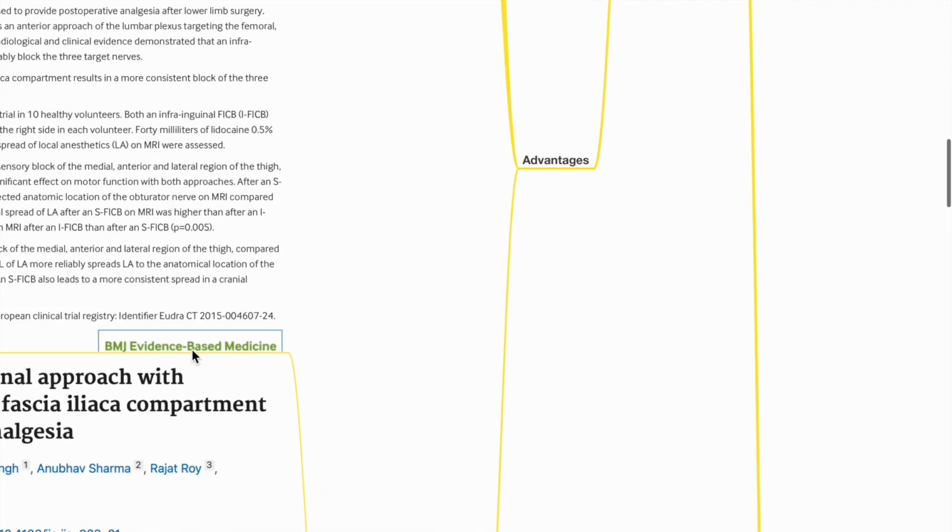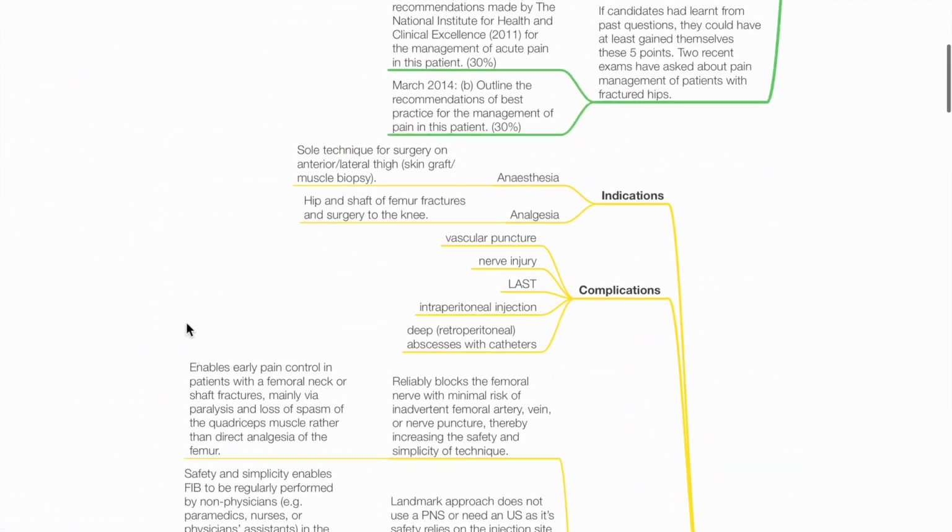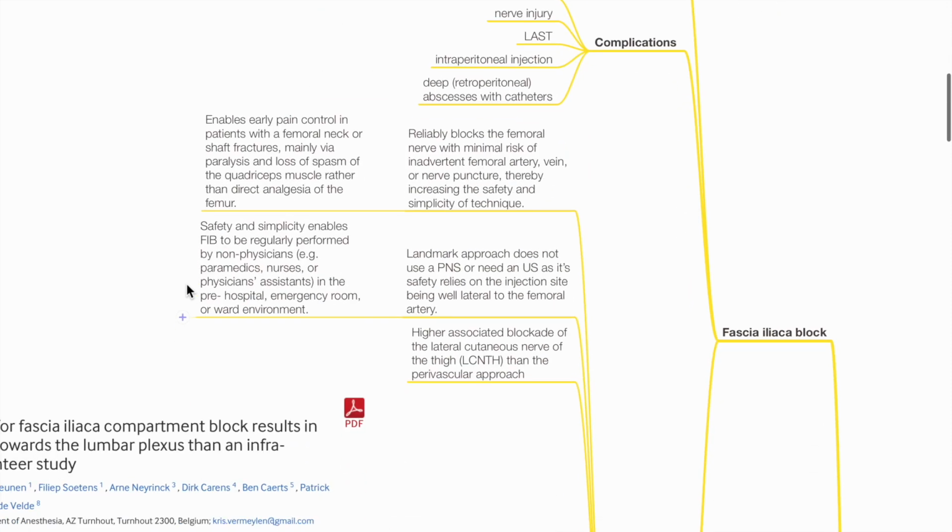Additional information. Fascia iliaca block. Indications include anesthesia as sole technique for surgery on anterior or lateral thigh, and analgesia for hip and shaft of femur fractures, and surgery to the knee. Complications include vascular puncture, nerve injury, local anesthetic systemic toxicity, intraperitoneal injection, and deep retroperitoneal abscesses.